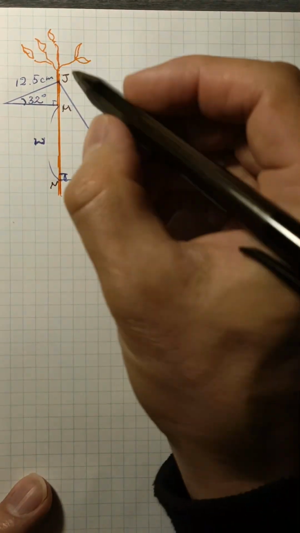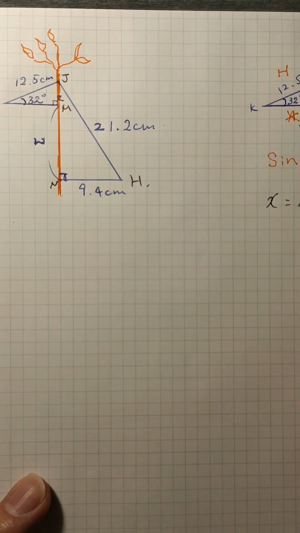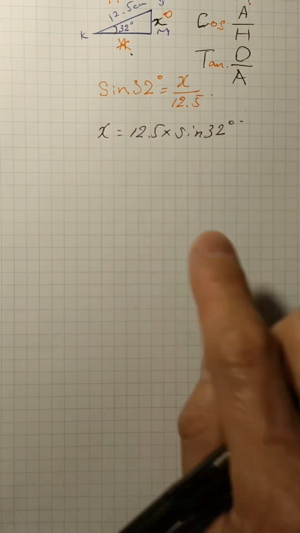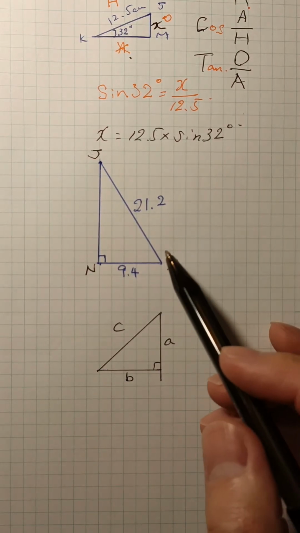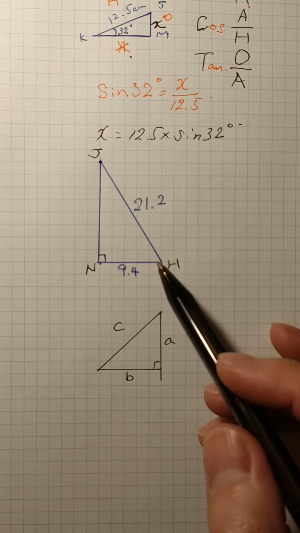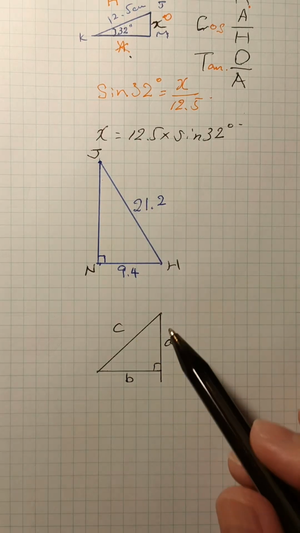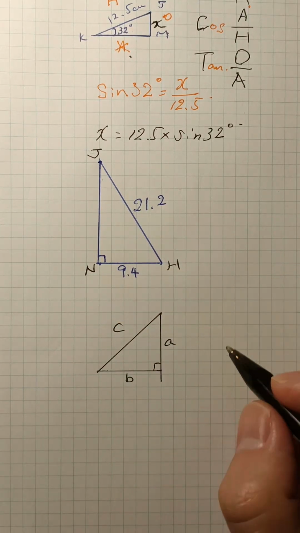Let's label this one here as x. Then I will copy this one down here like this. Because we don't have the angle here, we are using trigonometry. No, I mean, sorry, Pythagoras.